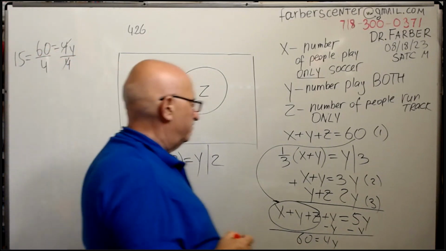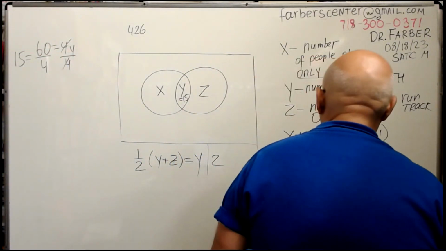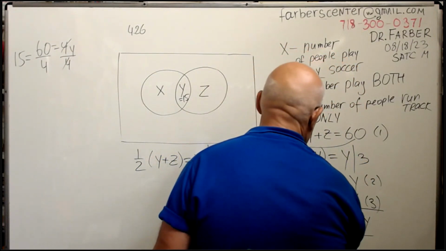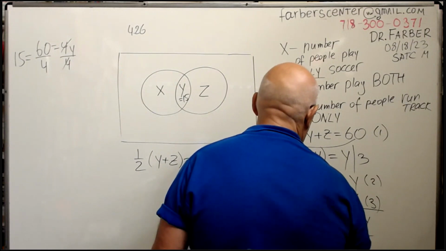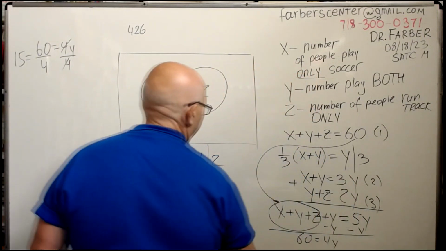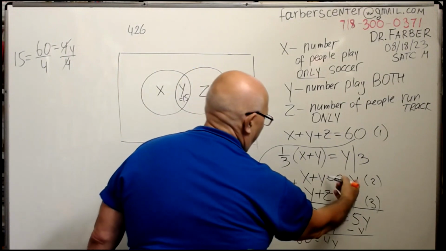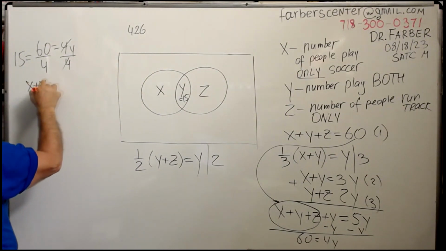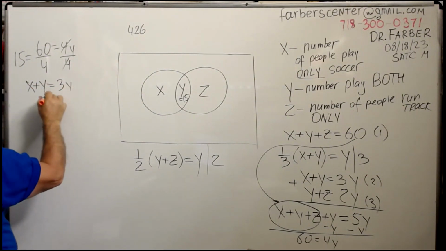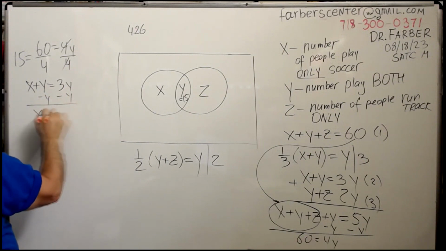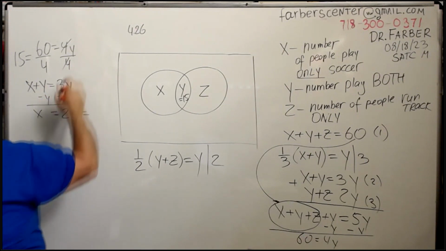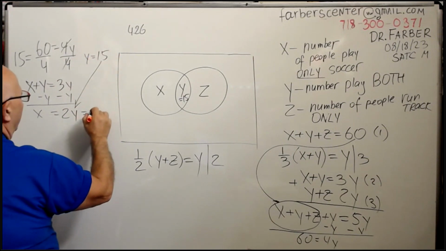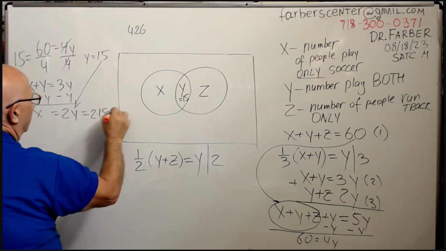Now, since we have Y equals 15, you can easily find X from equation 2. How? X plus Y equals 3Y. Minus Y, minus Y. X equals 2Y. But since Y equals 15, X would be 2 times 15, which is 30. This is 30.